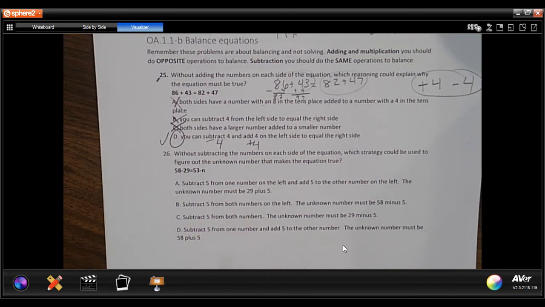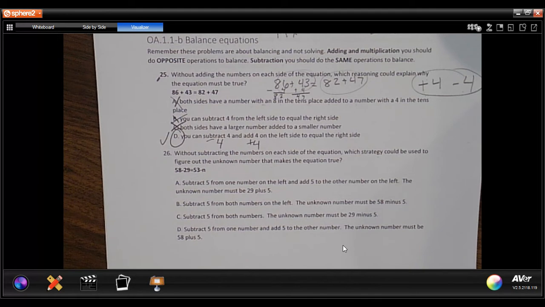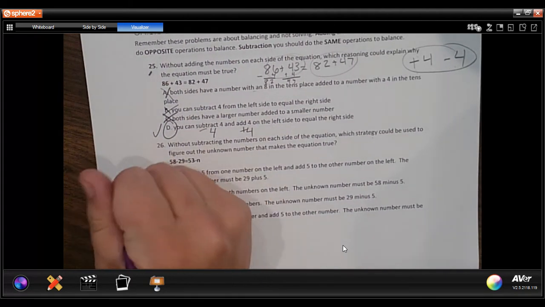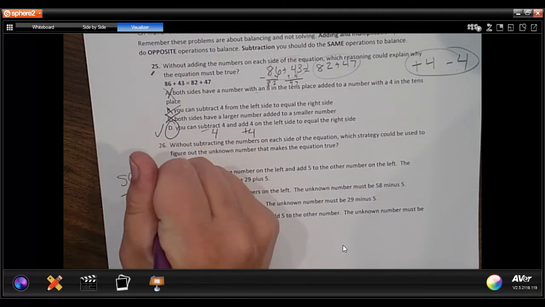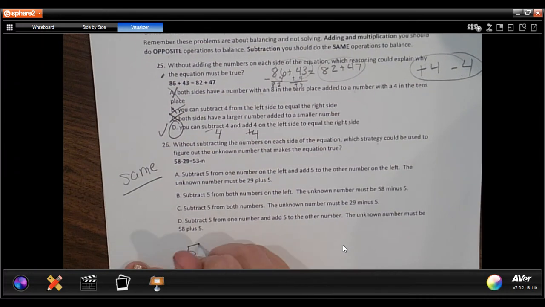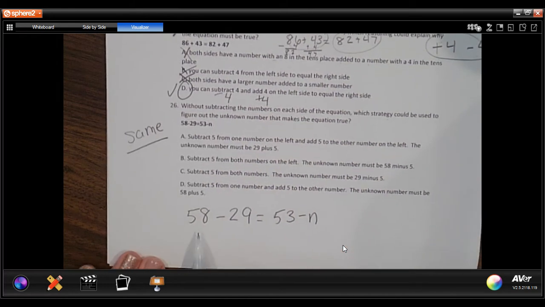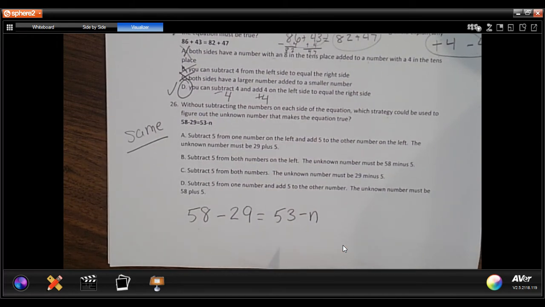26. Without subtracting the numbers on each side of the equation, which strategy could we use to figure out the unknown number that makes the equation true? 58 minus 29 equals 53 minus n. This is subtraction, so remember, subtraction is the same. So I'm going to write my numbers down here to have a little bit more room. Whatever I do to this side, I have to do to this side because subtraction is the same.